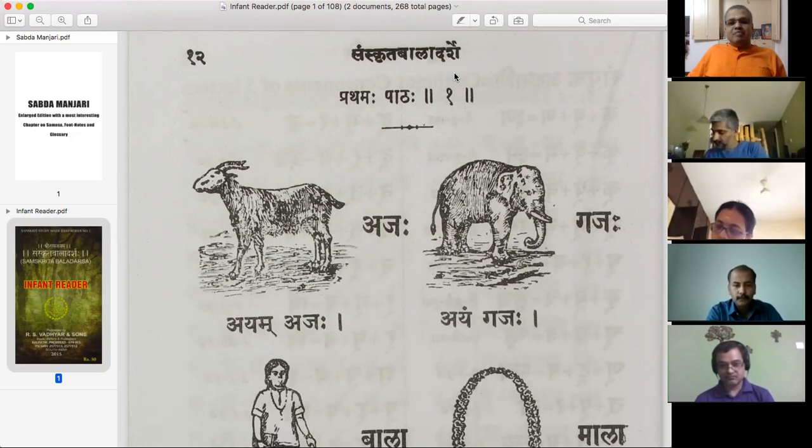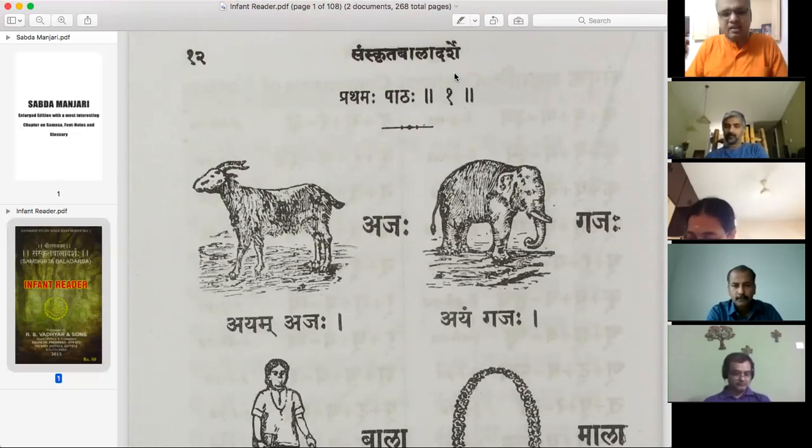So what is the base for Baladarshe? Sanskrita Baladarsha is the base, like Rama is the base for Rame. Sanskrita Baladarshe also ends in A, so that is why it declines like Rama. Sanskrita Baladarshe means in the Sanskrita Baladarsha. Because it is the seventh case, it gets the meaning in: in the Sanskrita Baladarsha.